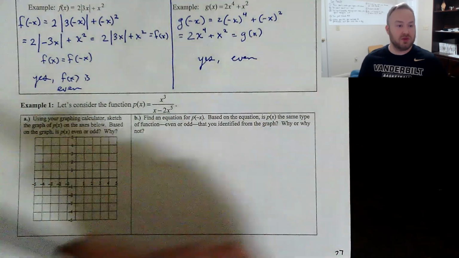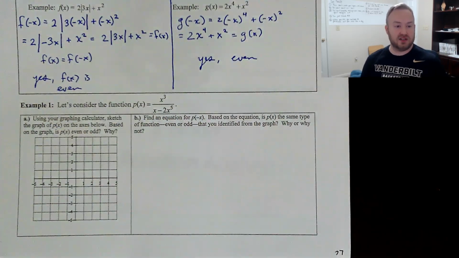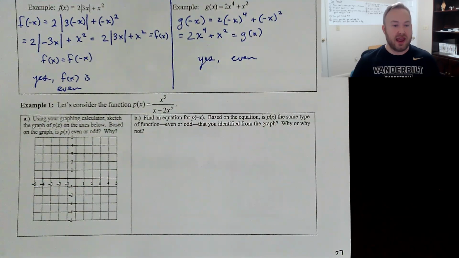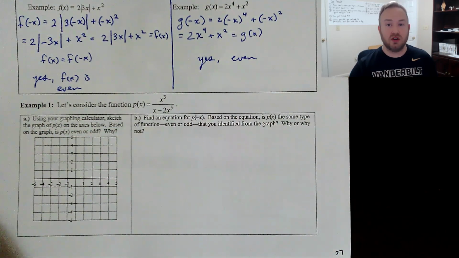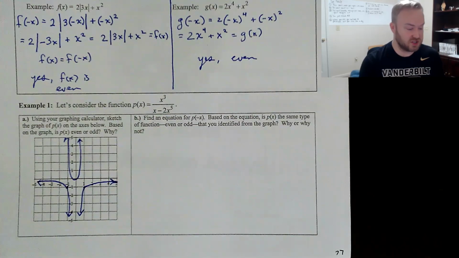Okay, now this wants us to use our graphing calculator to sketch the graph of this and then use that graph to determine whether P of X is even or odd. You can go ahead and do that if you have your graphing calculator with you. If not, I'm going to go ahead and just do it now, and you can just use my graph. Okay, so it's going to look something like this.